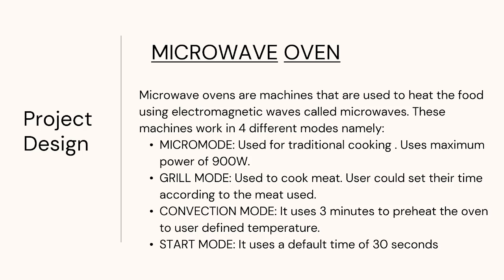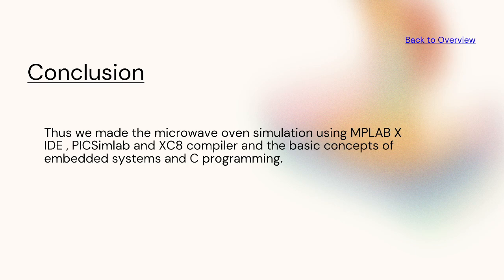Grill mode is used to cook meats like chicken, and you set the timer according to the meat. We can keep it and do any other work. Convection mode uses 3 minutes to preheat the oven to a defined temperature, because if we're baking a cake we need a heated microwave, so it should be preheated. Next, start mode uses a default timing of 30 seconds. It is a start mode. These are the four different modes of microwave machines.